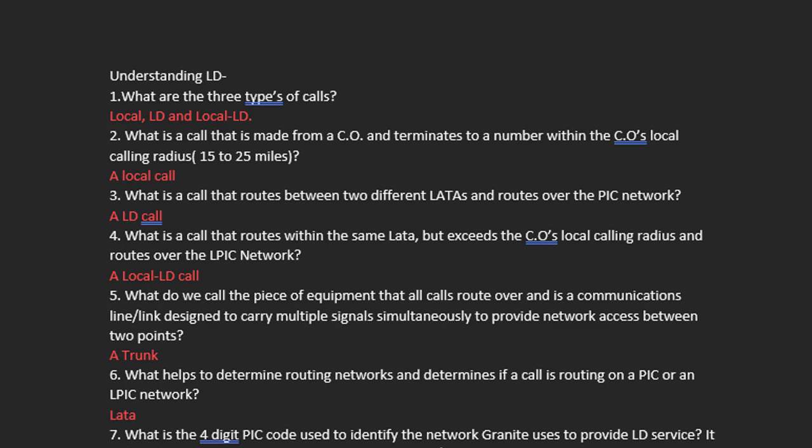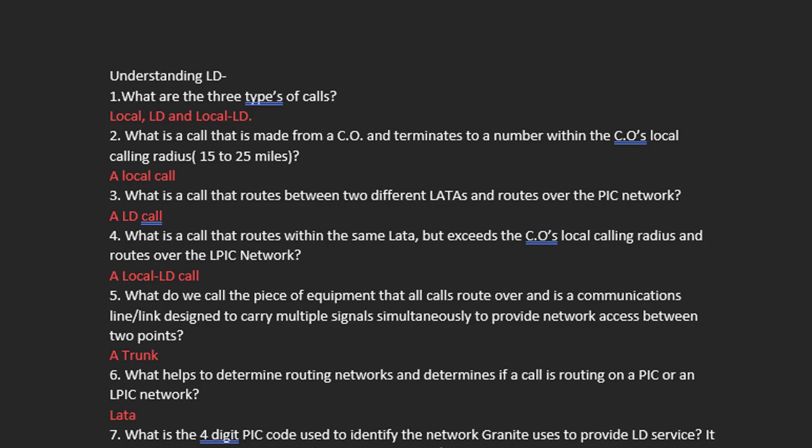Question number 5: what do we call the piece of equipment that all calls route over and is a communications line/link designed to carry multiple signals simultaneously to provide network access between 2 points? And I did mention it not too long ago here. Yep, that is a trunk. Just remember that a trunk is like the example I used, the road or the path that a call is traveling down.